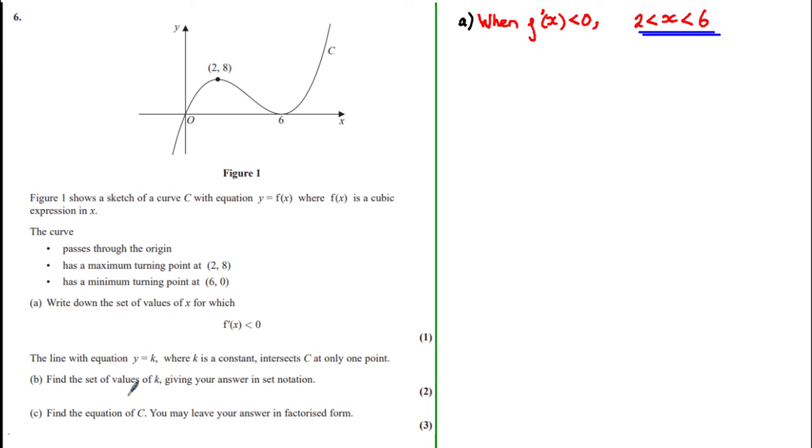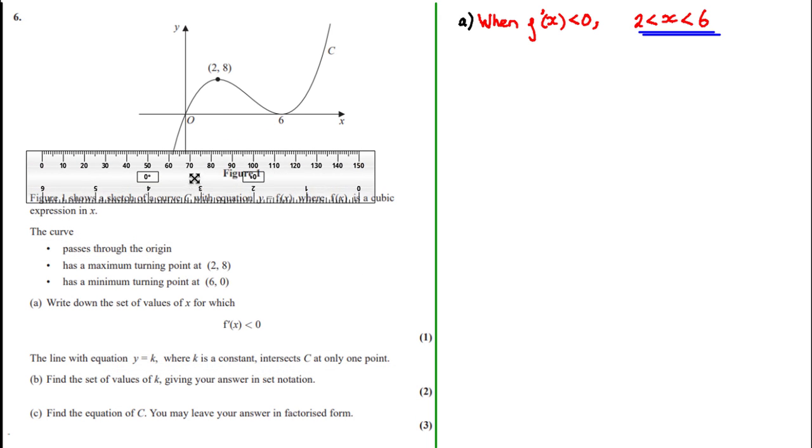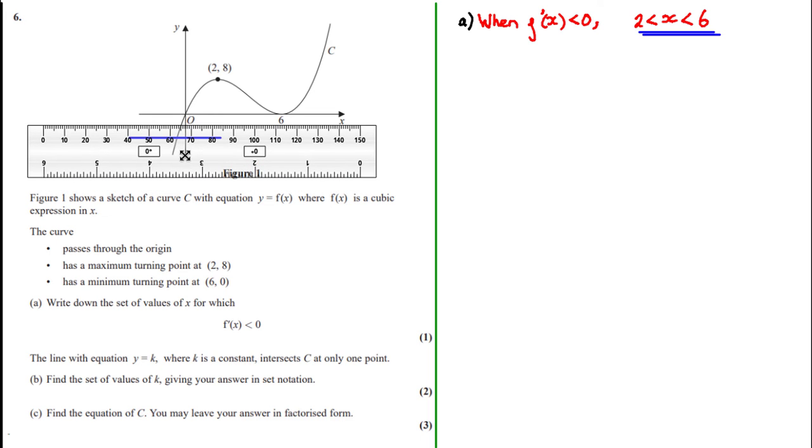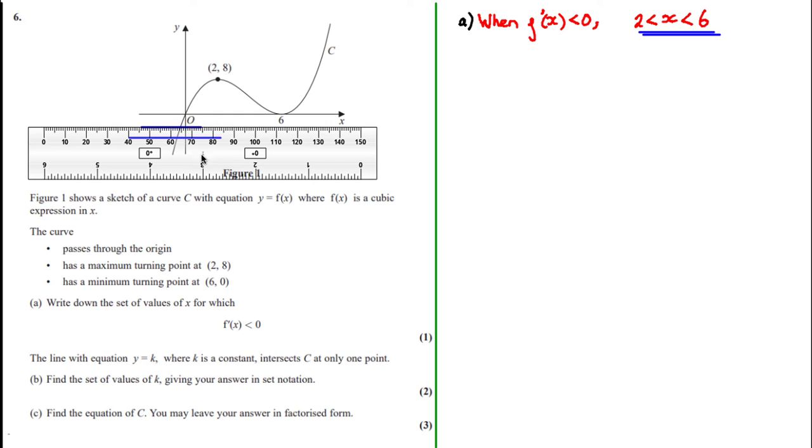So the first thing to observe is that we have a line with the equation y is equal to k, where k is a constant. So that means that this line is going to be a horizontal line that cuts through the y-axis. Now, since we've been asked to find the set of values of k, well, that suggests that there's going to be more than one horizontal line that intersects the curve C at 1 point. Now, by inspection, we can see that this horizontal line here would only intersect with the curve once. This one here would only intersect with the curve once.